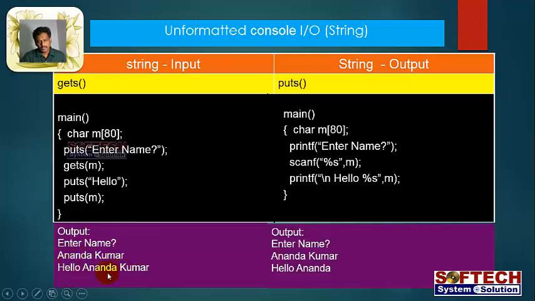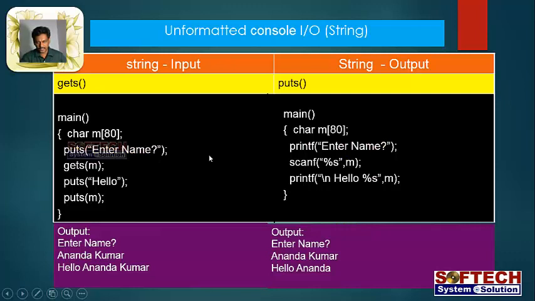So Ananda Kumar, hello. Next line Ananda Kumar. This is another program. Main, char m of 80. Enter name. Here we use gets, and here we use printf and scanf. This is formatted string input output. So printf displays enter name. The cursor, this is also a typo, waits after the question mark.